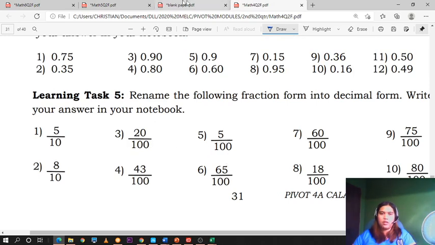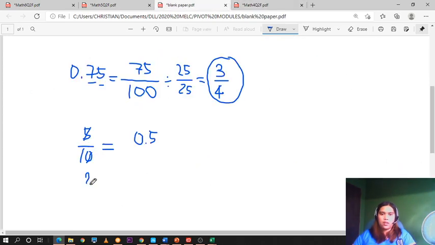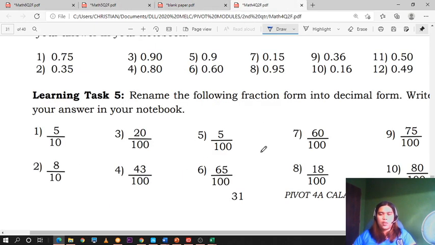So, how about number 3? So, 20 hundredths. Okay? So, ilan ang 0 ng 100? So, we have 2. So, 1, 2. Sabihin, lahat yun kasama sa decimal number. So, magiging 0.20 or 20 hundredths.